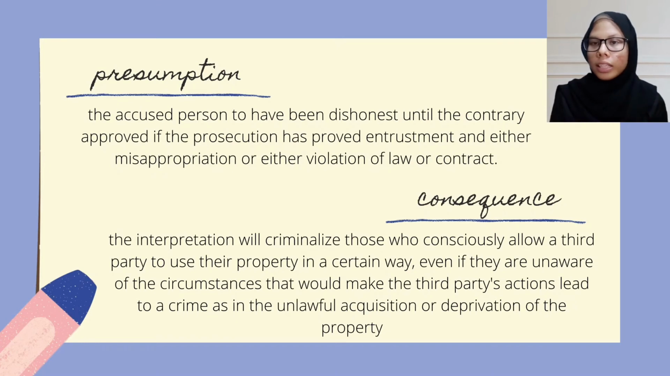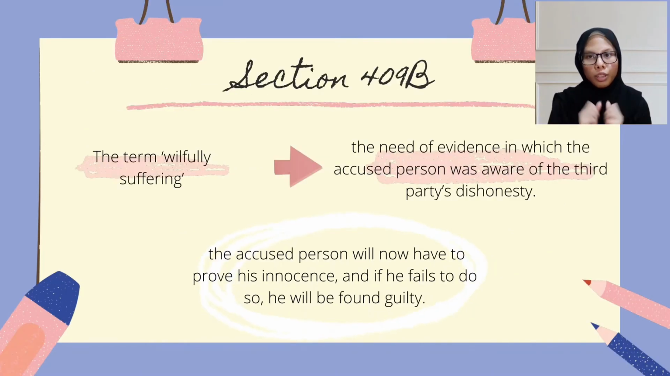However, the issue here is that the interpretation might criminalize those who consciously allow a third party to use their property in a certain way, even though they are unaware of the circumstances that will make the third party's action lead to a crime, as in the unlawful acquisition or the deprivation of the property. So, the term "willfully suffering" indicates the need for evidence that the accused person was aware of the third party's dishonesty.